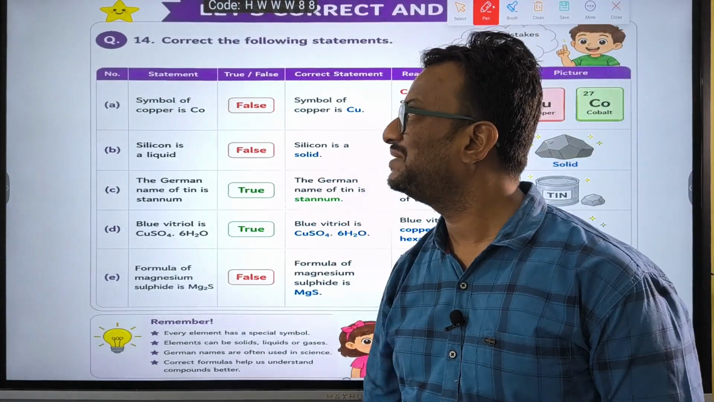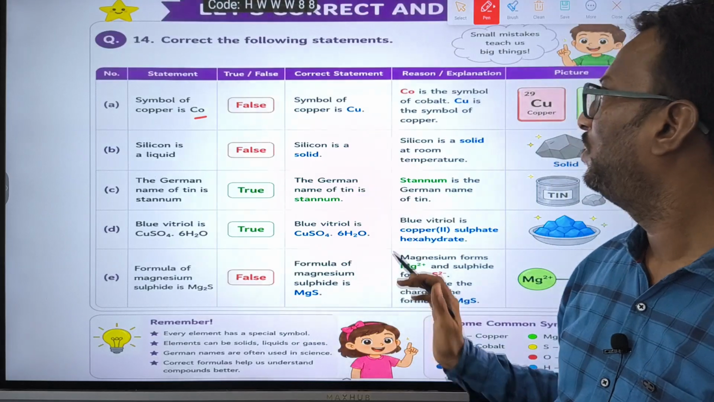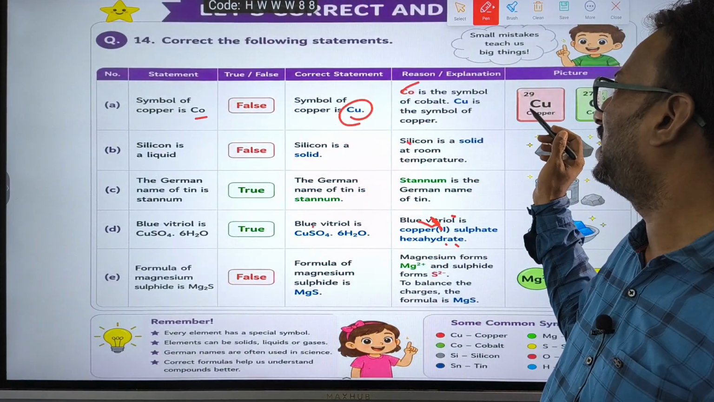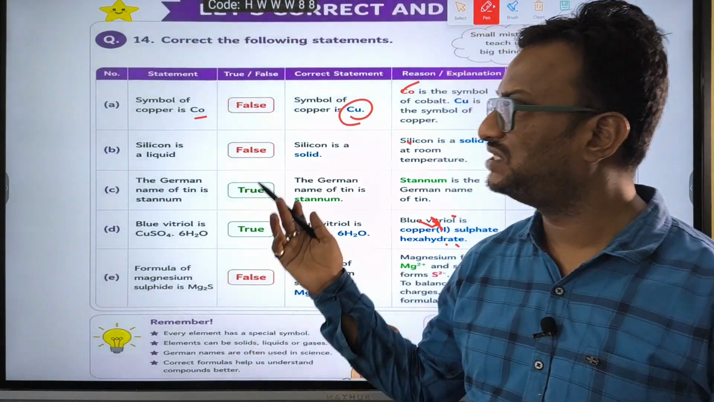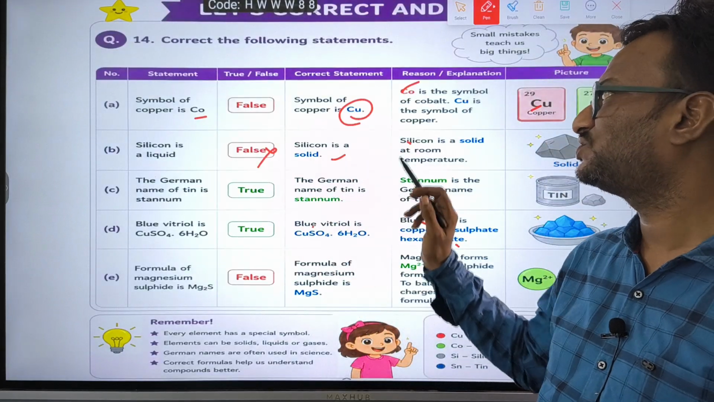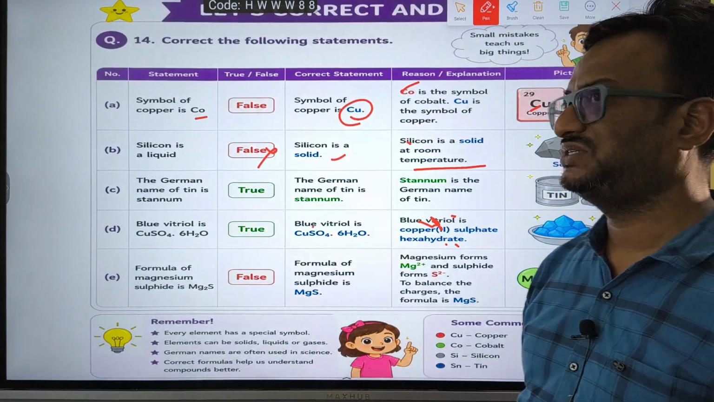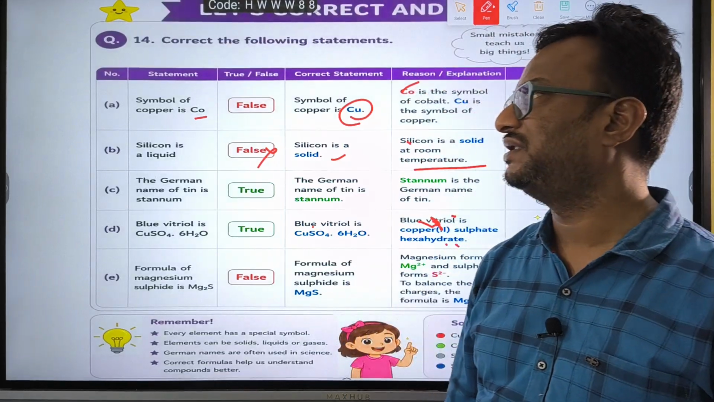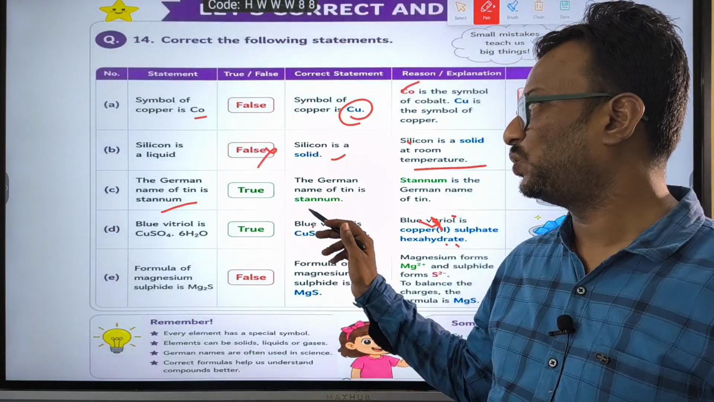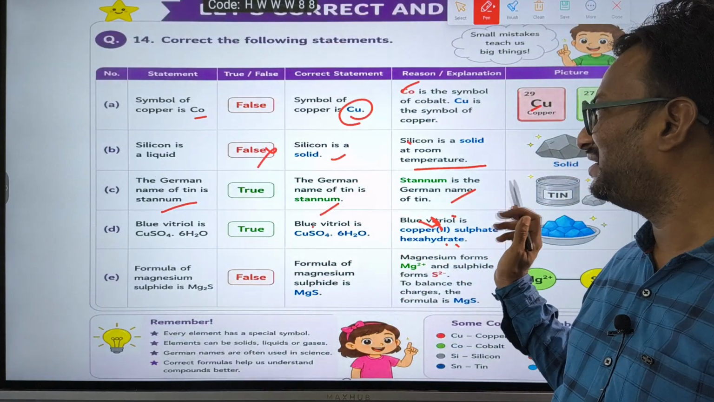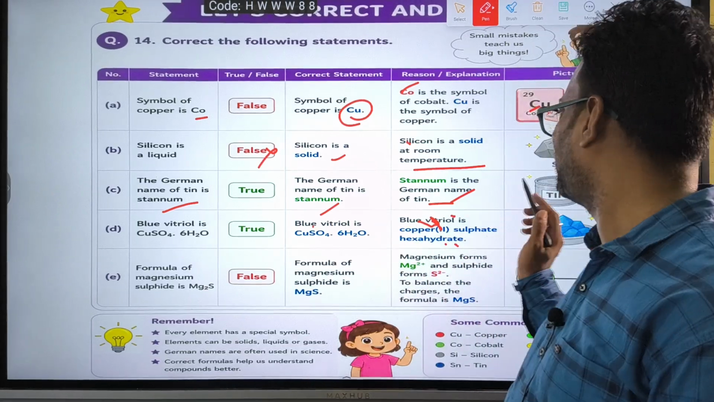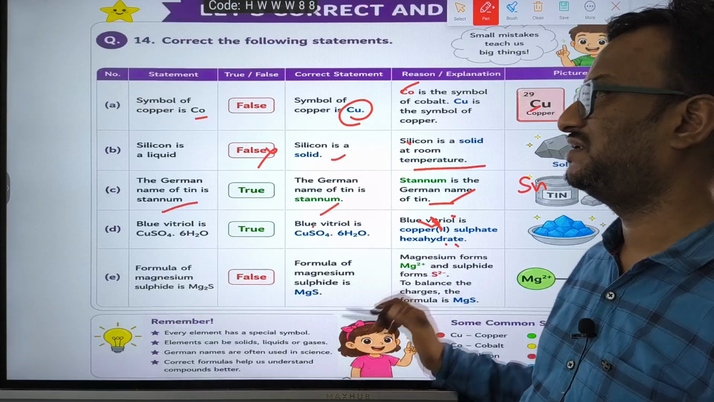Correct the following statement. Symbol of copper is CO. No. Copper symbol is Cu. CO is the cobalt symbol. So the correct option is Cu. Silicon is a liquid. False. Silicon exists as a solid at room temperature. The German name of tin is stannum. Yes, it is true. The German name is stannum. Tin symbol is Sn.